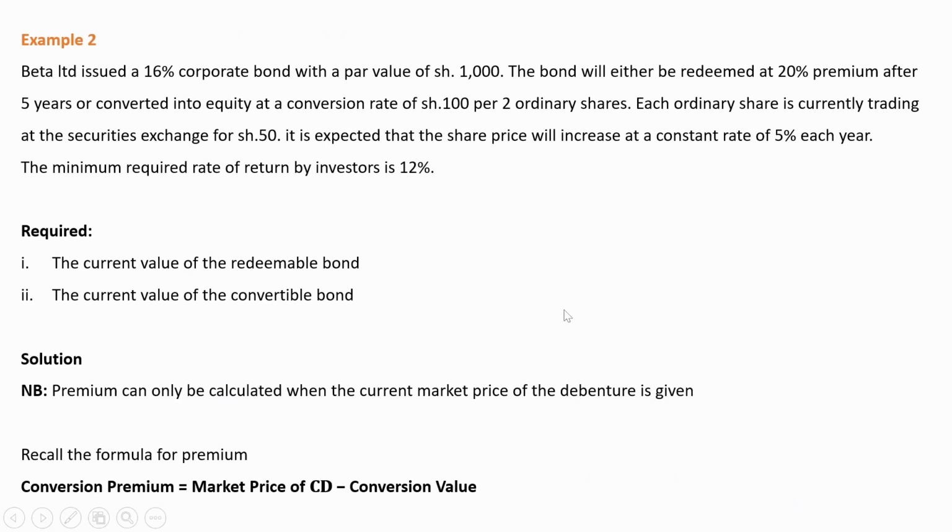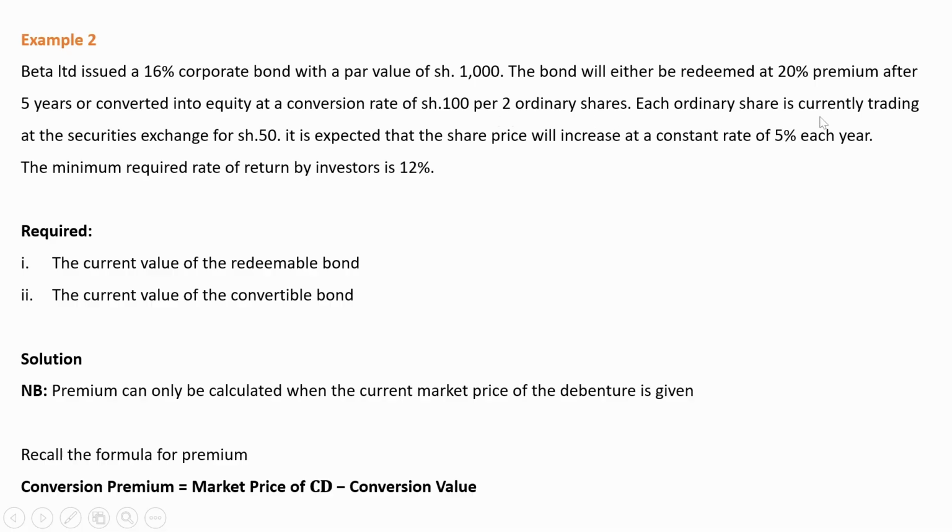So let us continue with another example, because the more examples you do, the clearer it becomes. So we have example 2 here, which was taken from one of the past papers. It says, Beta Limited issued a 16% corporate bond with a par value of 1,000. The bond will either be redeemed at 20% premium after 5 years or converted into equity at a conversion rate of 100 shillings per 2 ordinary shares.